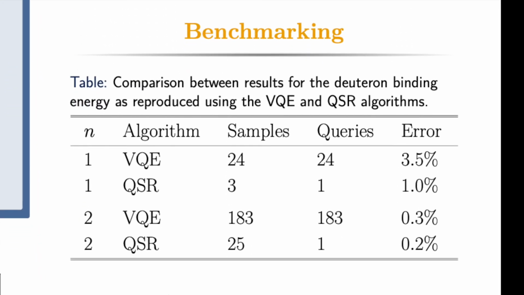To wrap up, as a benchmark problem, we reproduced the binding energy of the deuterium atom using both VQE and the QSR algorithm. Particularly, we implemented an oversampling strategy for QSR, and just as predicted, the results that we got actually outperformed VQE in terms of the error rate. Not only that, but in the two cases that we studied, QSR required far less samples than VQE and even less queries to the quantum processor.